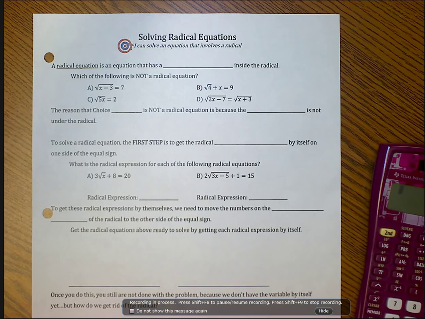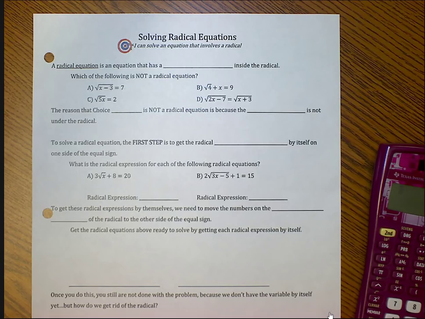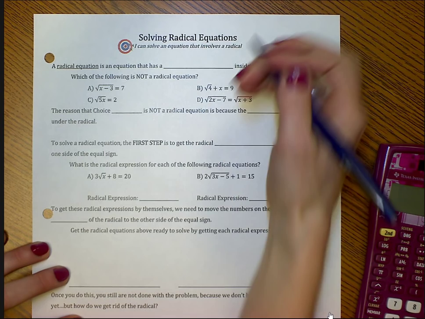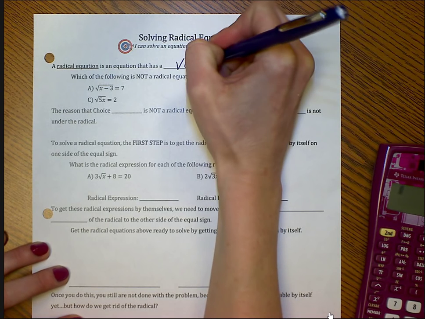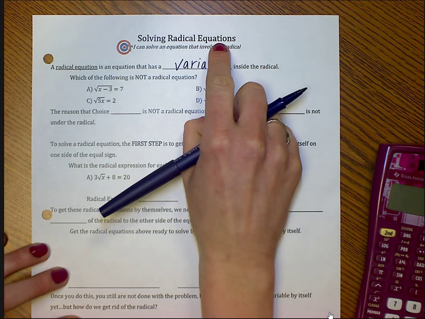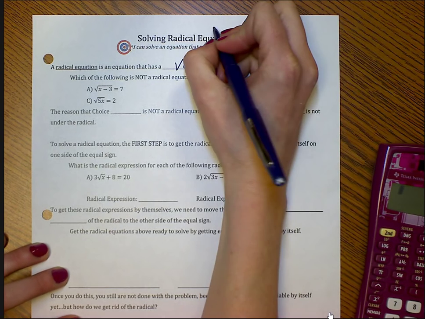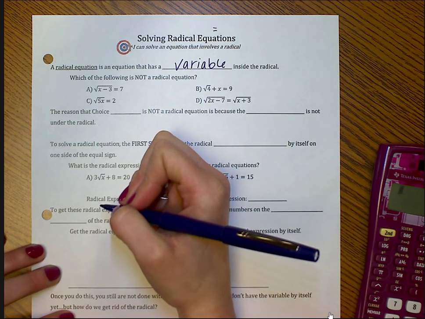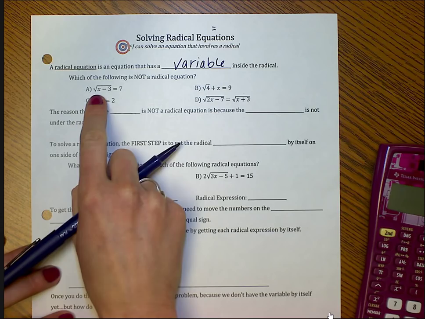It's our last lesson in our radical unit, and today we're going to be solving radical equations. Now, a radical equation is an equation that has a variable inside the radical. And an equation is something that has an equal sign. Okay, so you're going to be solving for x today, and your x is going to be located underneath the square root or the radical symbol.